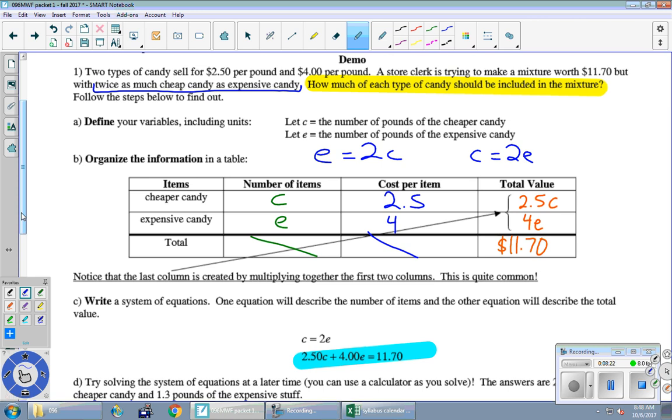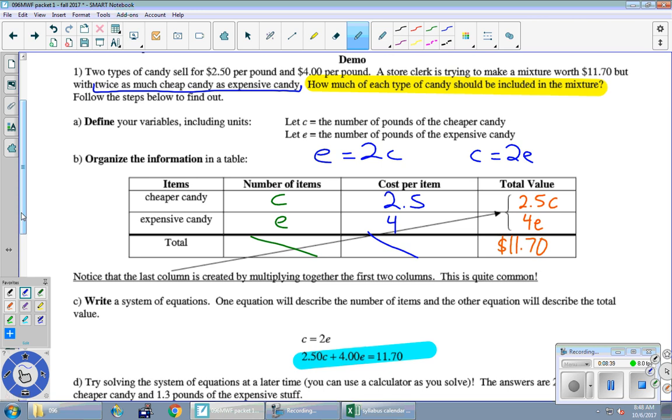Okay, well, what do we think? Twice as much cheap as expensive. If I just read it word for word, twice as much cheap feels to me like 2C, 2 times C. And the 2 times C equation is this first one, E equals 2C. Sadly, that is not the correct equation.